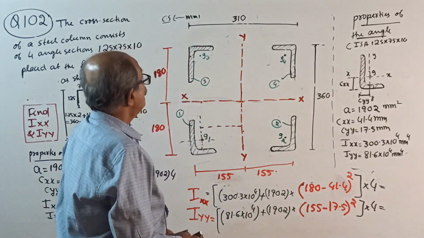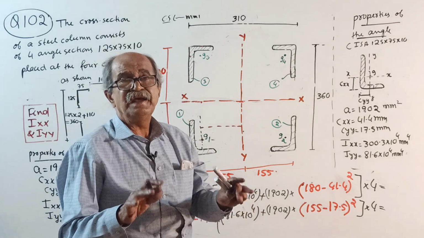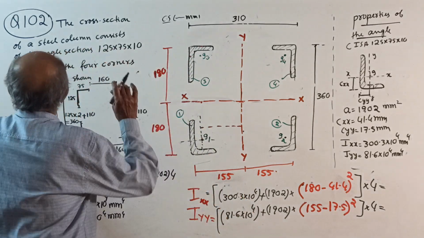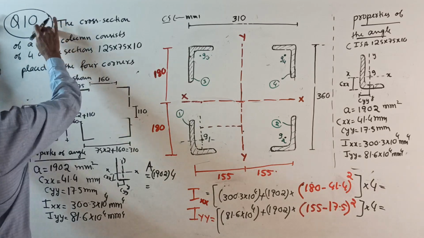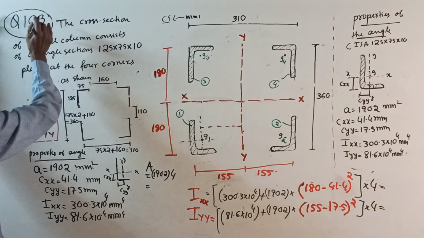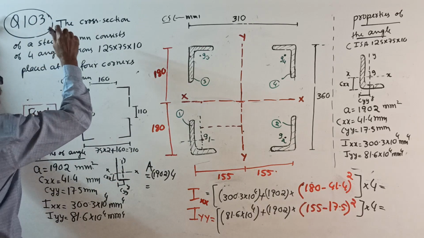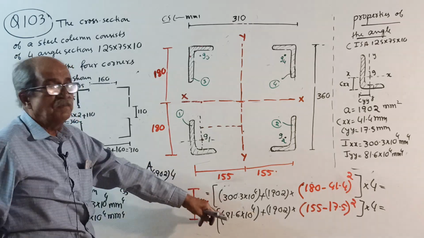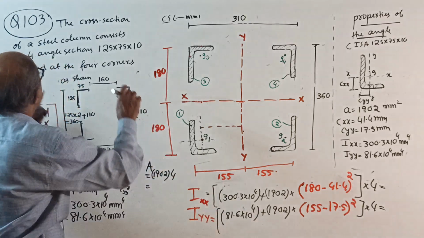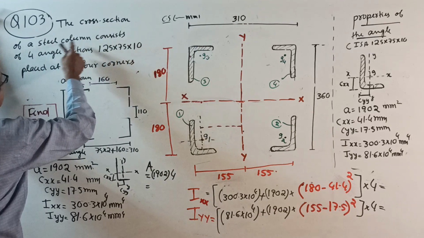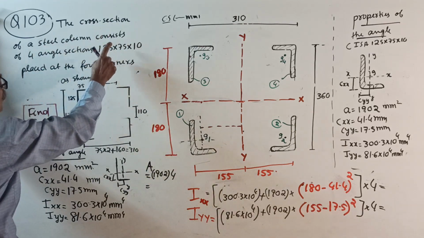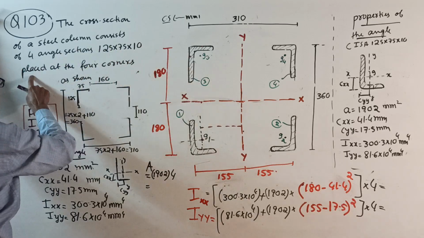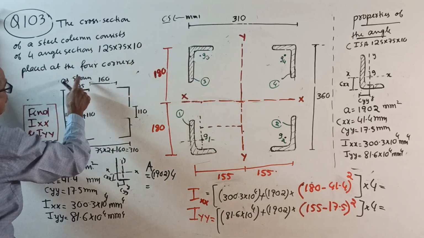Okay. Now, to give you more idea and clarity, question number 103, I will maintain the same angles. To give more clarity, I can change the angle. Now the terms will interchange. So, the cross section of the steel column consists of 4 angles ISA 125/75 by 10 placed at the 4 corners as shown in the figure.